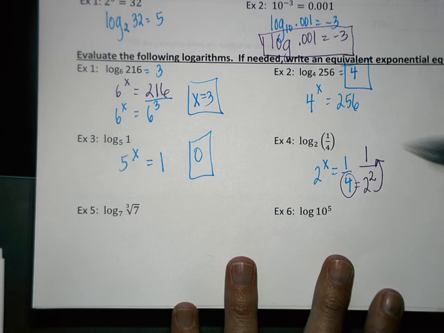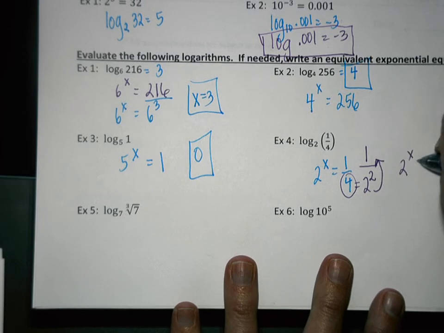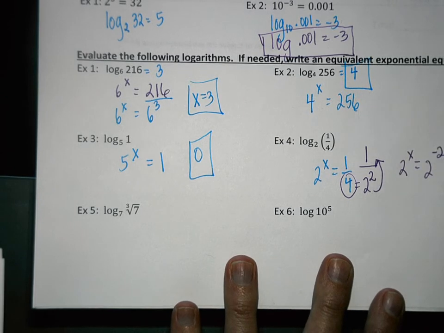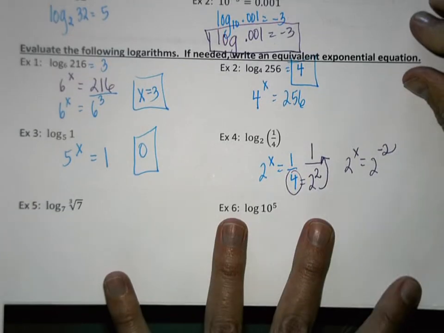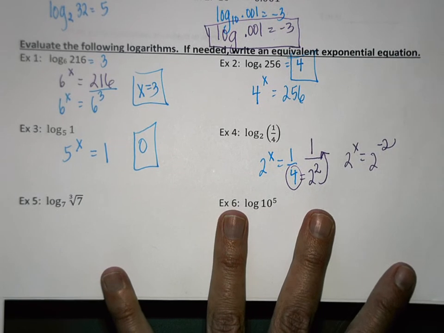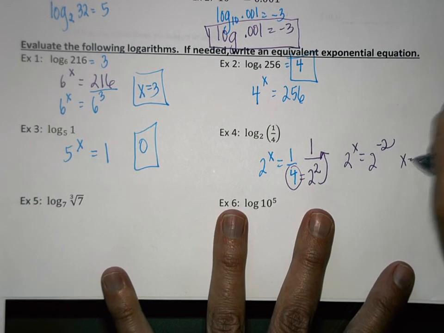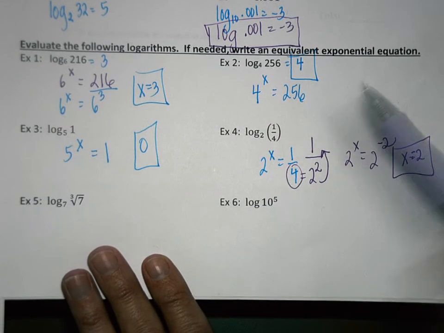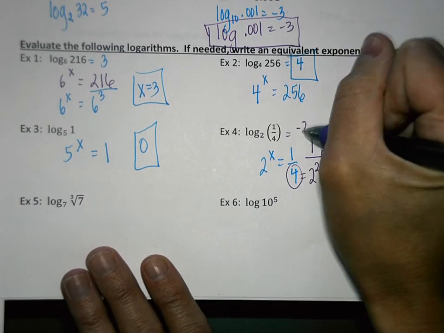So we can always go back and forth, changing things from negatives to positives. And so we get 2 to the x equals, when we bring this 2 to the second up, it becomes 2 to the negative 2, which means that my answer for this equation is x equals -2, or just -2. So log base 2 of 1/4 is equal to -2.